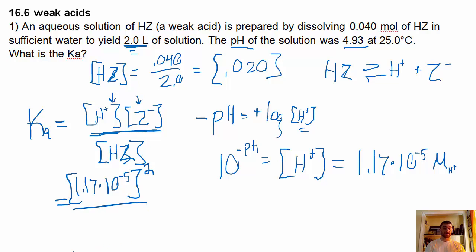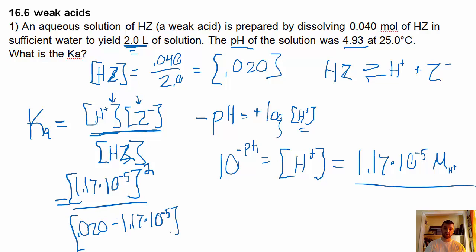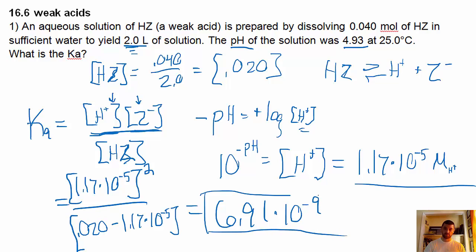All over the concentration that we started with, which was 0.020, but then we have to subtract how much was used up. That's the molarity that I started with, not the molarity I had at equilibrium. Some of it became the H plus and Z minus. How much? That much. So we do minus 1.17 times 10 to the minus 5, and we get our final answer: 6.91 times 10 to the minus 9. That's all that really is.